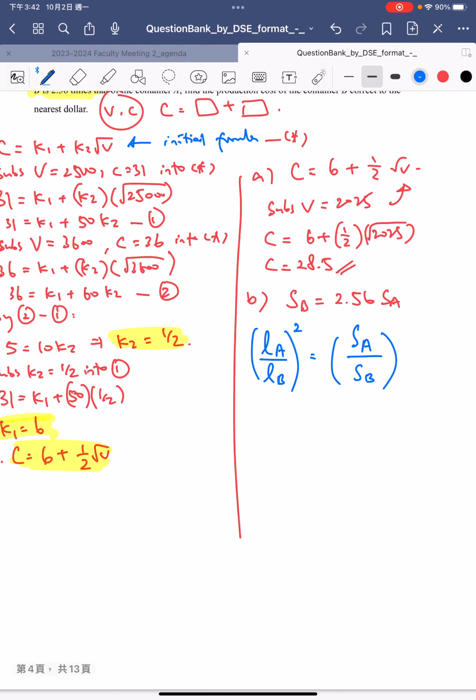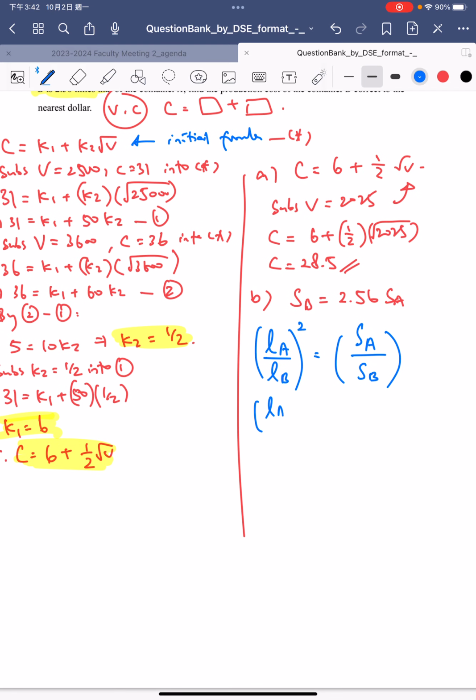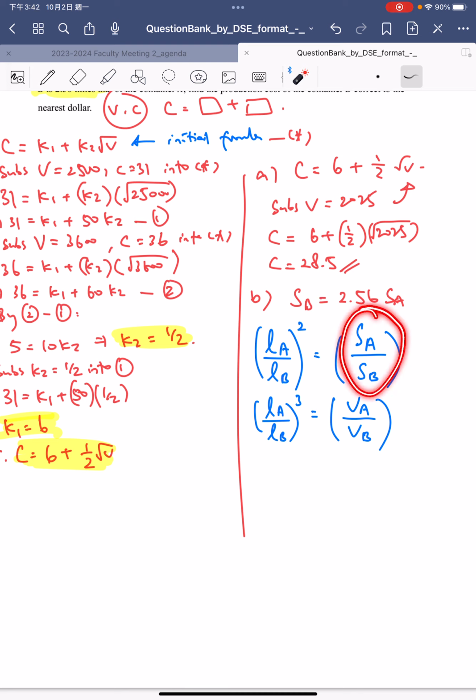And we have a second formula. The ratio between the length of A to B, cubed, is actually equal to the volume of A to the volume of B. So remember this: the ratio of the surface area of A to B is actually equal to the square of the ratio of the length of A to B.